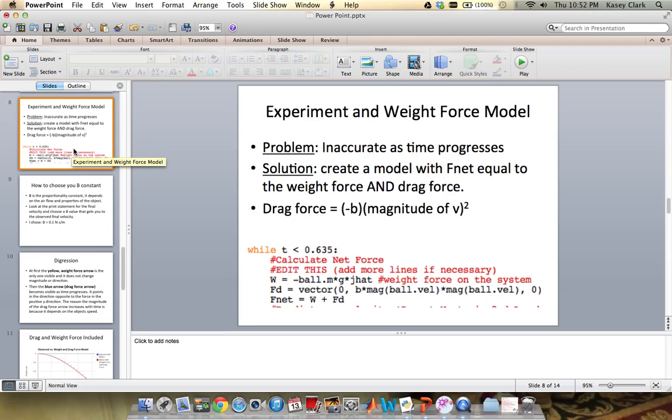I aim to solve this problem by adding the drag force in, and the drag force is equal to negative b times the magnitude of the velocity squared. It was added into the code right here. We only had to worry about the y direction because that was the only direction that I focused on in my video, and it was also added to the net force right here.